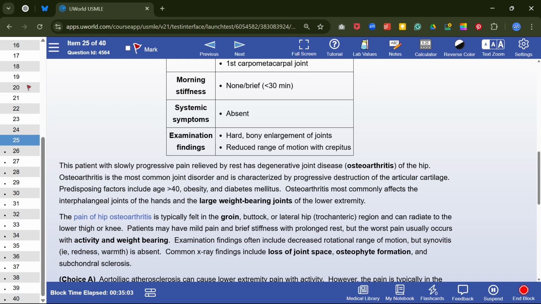Patients may have mild pain and brief stiffness with prolonged rest, but the worst pain usually occurs with activity and weight bearing. Examination findings often include decreased rotational range of motion, but synovitis, redness, and warmth are absent. Common X-ray findings include loss of joint space, osteophyte formation, and subchondral sclerosis.